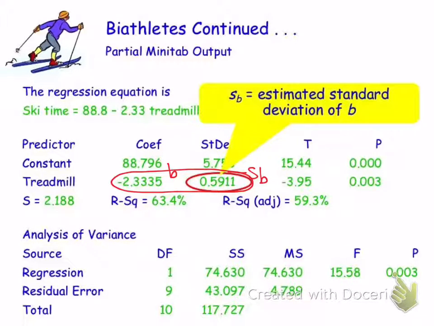Wait, so slope is the 2? How do you have the standard deviation? Slope is the negative 2.3335. The standard deviation is 0.5911. It gave it to me. It's a long formula, but computer output will give it to you.